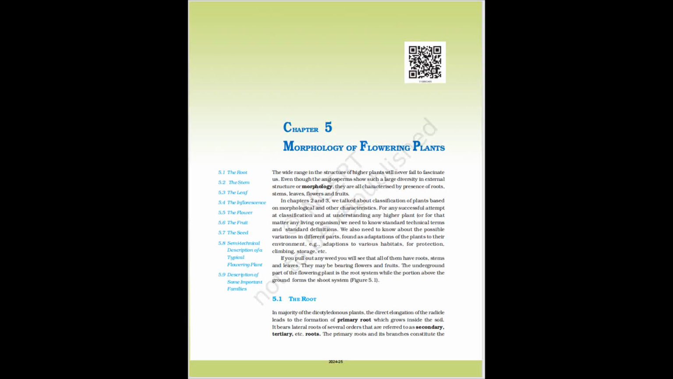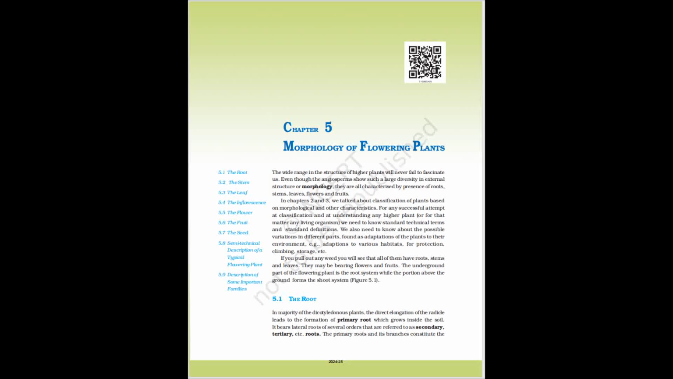5.1.1 Regions of the root. The root is covered at the apex by a thimble-like structure called the root cap. Figure 5.3 The regions of the root tip: root hair, root cap, region of meristematic activity, region of elongation, region of maturation. It protects the tender apex of the root as it makes its way through the soil.